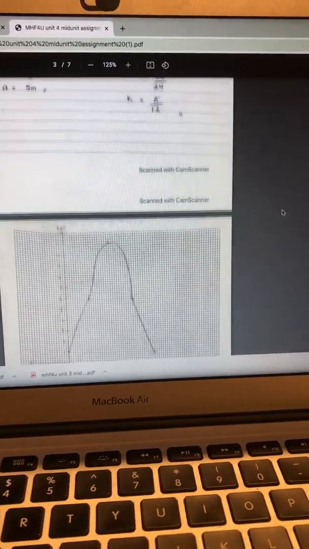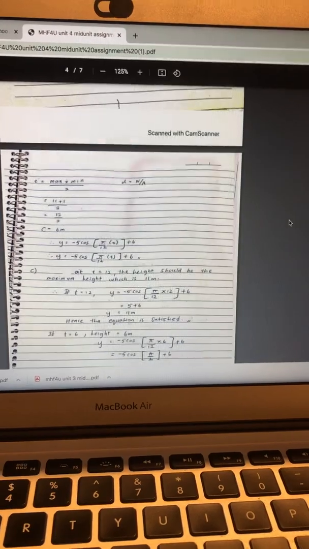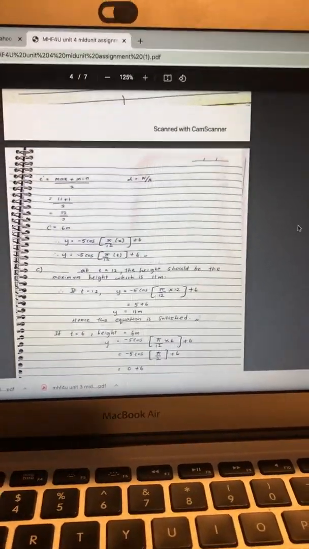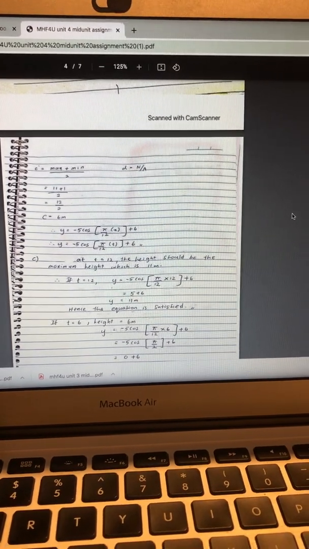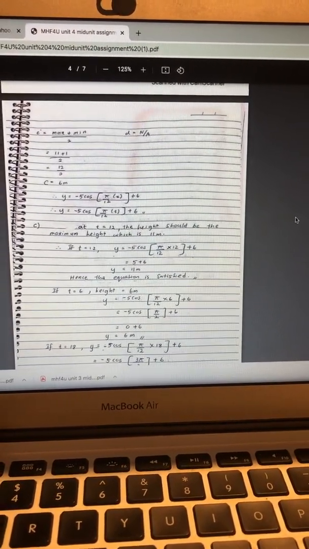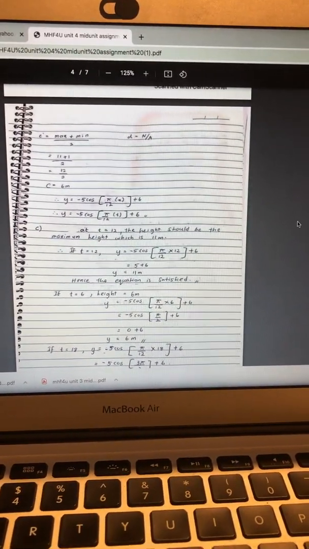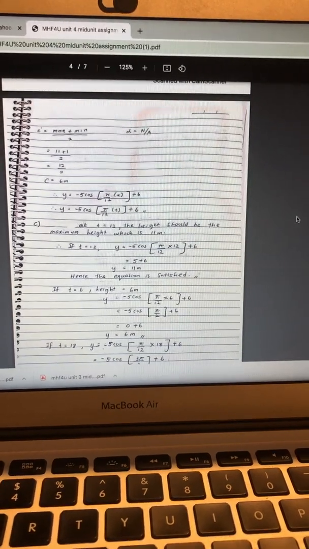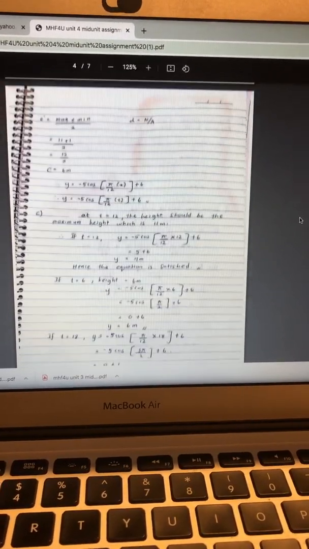And moving to the vertical transformation, which is C. C is equal to maximum plus minimum divided by 2, where 11 plus 1 divided by 2 is 12 by 2, which is 6 meters. So the final equation will be y is equal to minus 5 cos bracket pi by 12 t closing bracket plus 6.